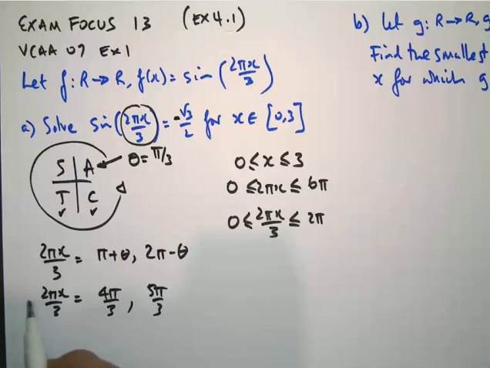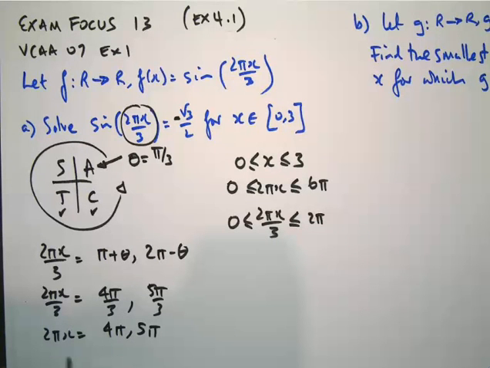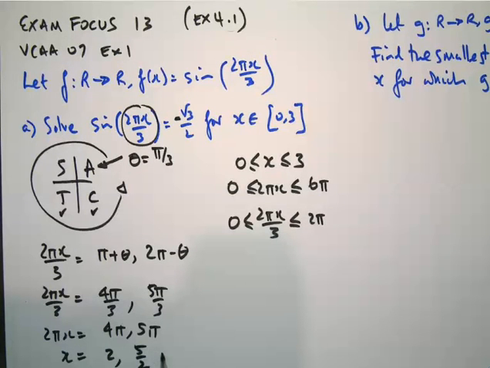Multiply everything by 3. 2 pi x equals 4 pi or 5 pi. Divide by 2 pi, x equals 4 divided by 2, or 2, and 5 divided by 2, which is 5 on 2. So there are my two answers.